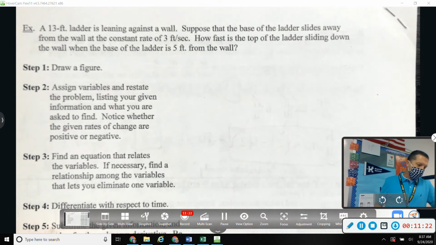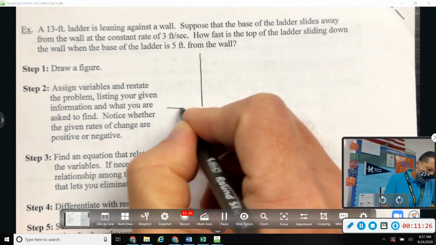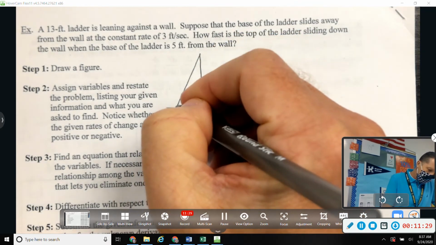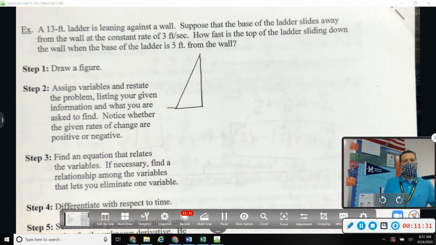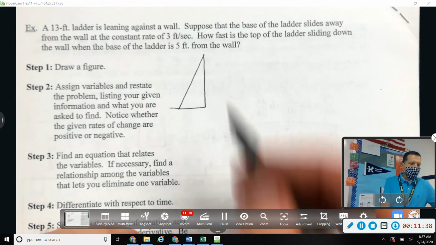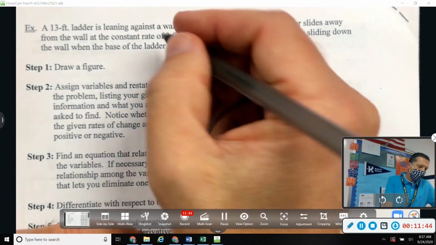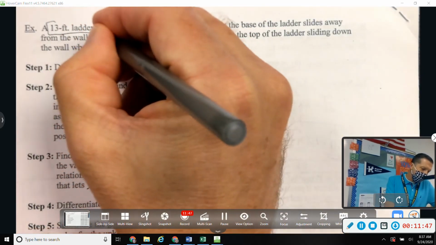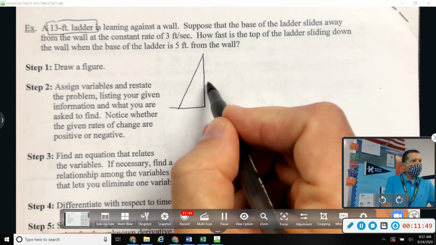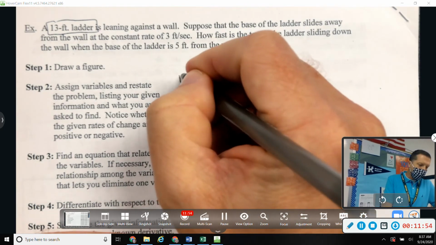A 13-foot ladder is leaning against the wall. Okay, be careful here. 13 feet. Where is that going to go in my picture? This messes some people up. Yeah, here, you're showing me the hypotenuse. The ladder is 13 feet long. So don't put 13 feet as how high up the wall it goes or how far from the wall it is. The ladder is 13 feet long.